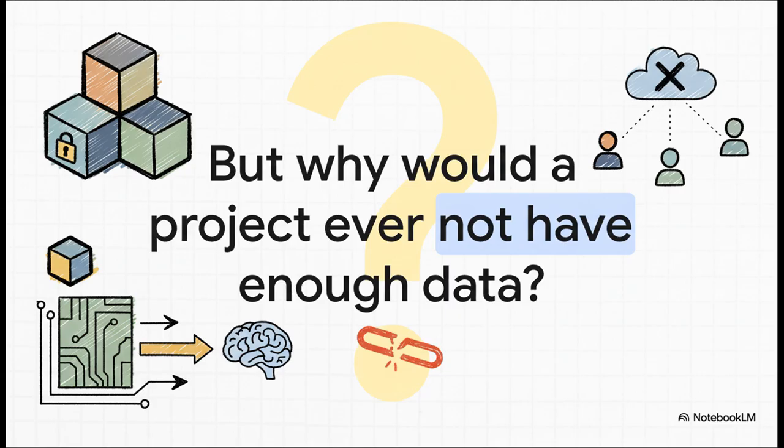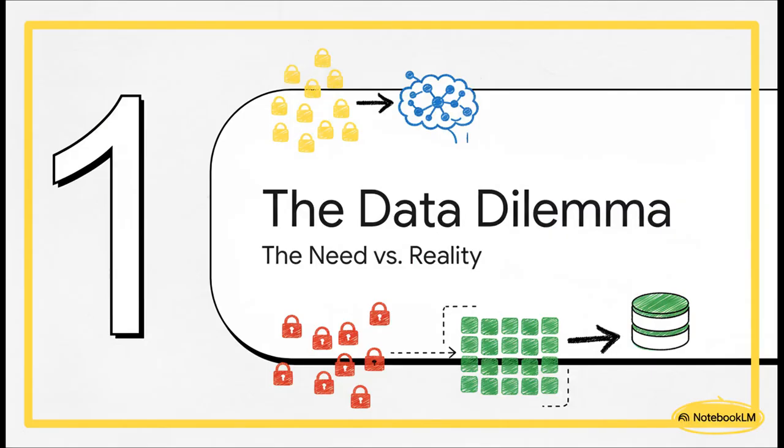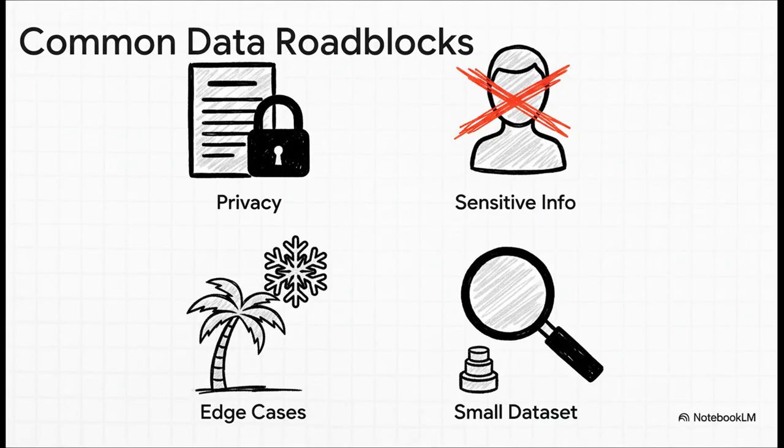The reasons a project might be data-starved are actually pretty complex. The real world throws some serious curveballs when it comes to getting your hands on good, clean data. So let's actually break down what those hurdles look like. And all of this leads us to what we're going to call the data dilemma. It's this constant tension between what we need to build amazing AI and the messy, complicated reality of actually getting that data.